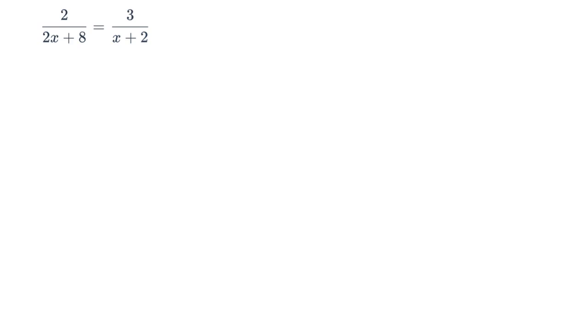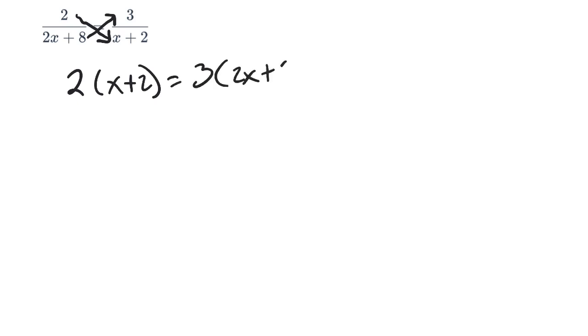Okay, here's another problem that we're going to cross multiply on. So the numerator on the left multiplies with the denominator on the right. The denominator on the left goes with the numerator on the right. So when you do that, it's going to look like this, is equal to 3 times 2x plus 8. Now we distribute. 2 times x is 2x, 2 times 2 is 4. 3 times 2x is 6x, 3 times 8 is going to give us 24.